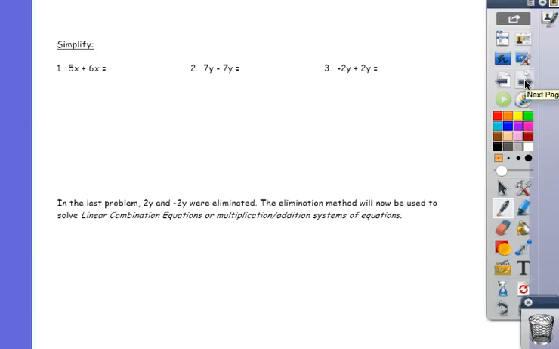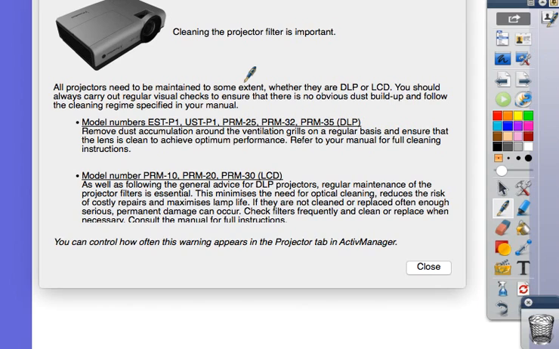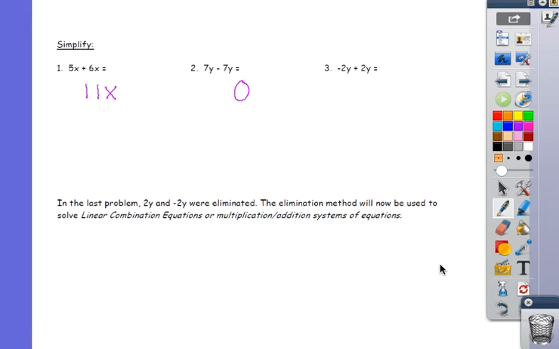Okay? So real quick, just to make sure we're good with our combining like terms, on number 1, 5x plus 6x would be 11x. 11x, good. 7y minus 7y would be 0. Just 0. Negative 2y plus 2y would be 0 as well. So notice that in number 2 and number 3, the variables eliminated. Okay, when it becomes 0, it is eliminated.